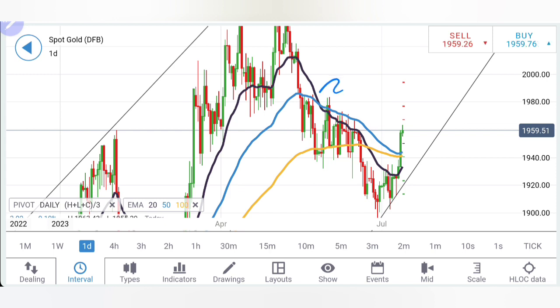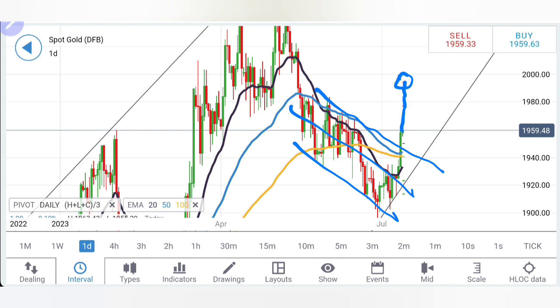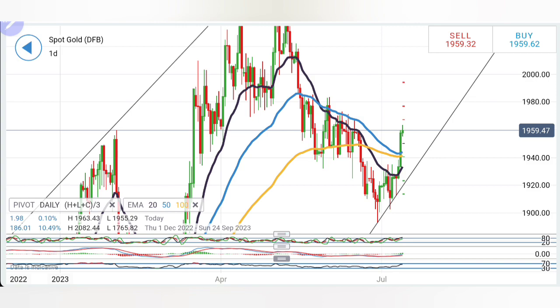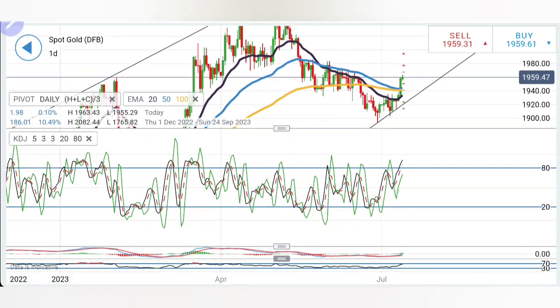This is coming out of the trend here. This is the trend line in which it was trading, a bearish trend line, and hence it has scope to rise further, in fact, towards 2000 levels. If not possible today, then maybe tomorrow or maybe next week.